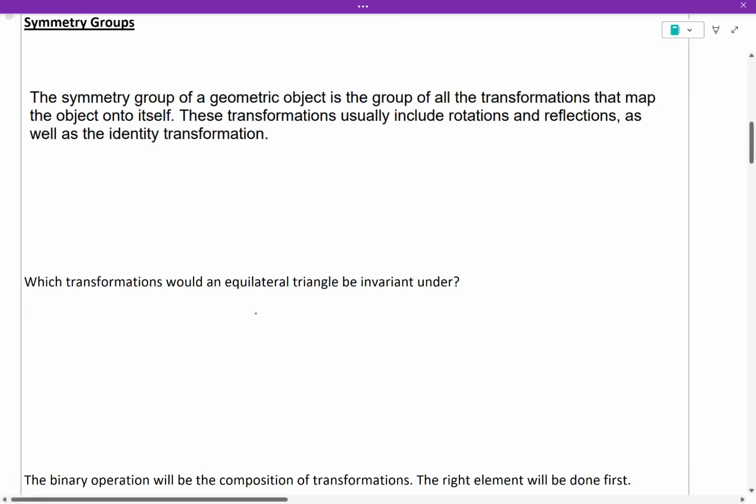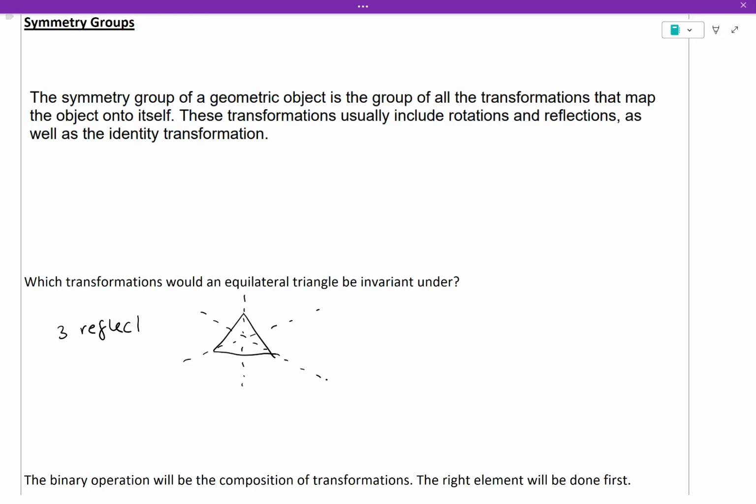Right, so if we were to start with our reflections, if I was to reflect my triangle in this line here, it would look exactly the same. If I was to reflect through this line or through this line, it would also look exactly the same. So in total, we have 3 reflections that we're going to have to consider, through each of the vertices. Now for rotations, well, for a square, it was every 90 degrees.